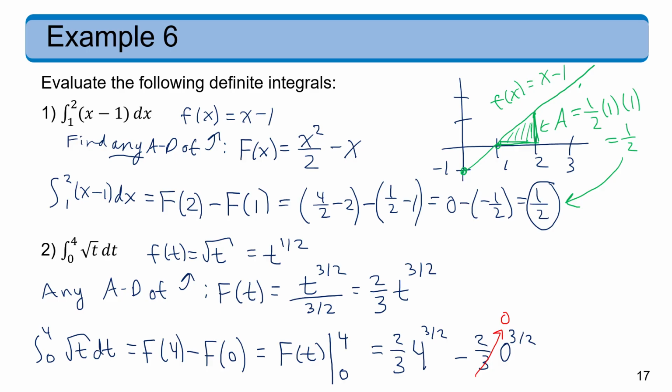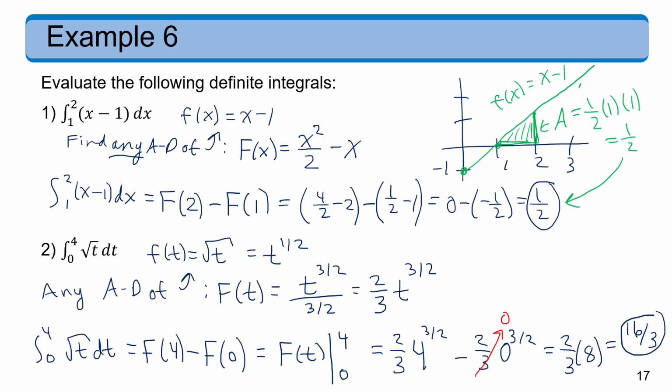Now let's just simplify the expression here. So 4 to the 3/2, the 2 in the denominator, if it were 1/2, that would mean square root of 4. So we need to take the square root of 4, which is 2, and then the 3 means to cube the result. So 2 cubed would be 8. So we just determined 4 to the 3/2 power is 8. So we have 2/3 times 8, which simplifies to 16/3, and that's the value of this definite integral.